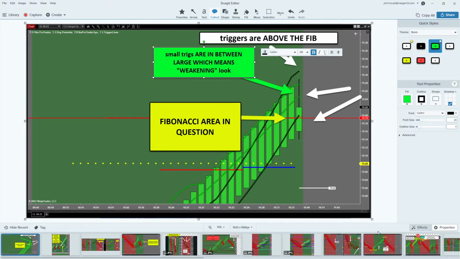It's a weakening look. A lot of times you'll see this happen at a fib where they overrun and get a little weak, and then they eventually go back down. I don't know if they will or not. We'll see. Time will tell.